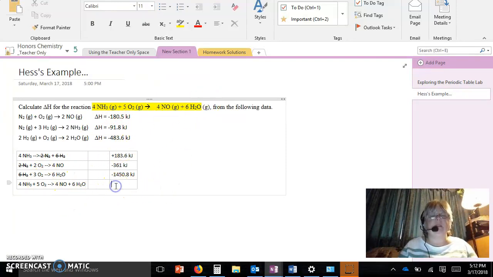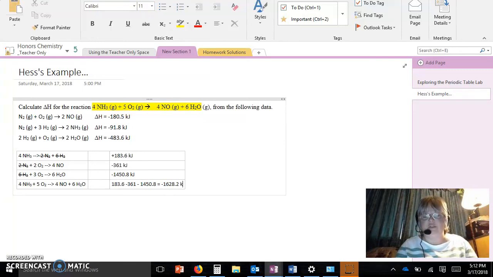Now, all that's left for me to do is to add up my energies. 183.6 plus or minus 361 minus 1450.8 equals negative 1,628.2 kilojoules. And that's how we do that.